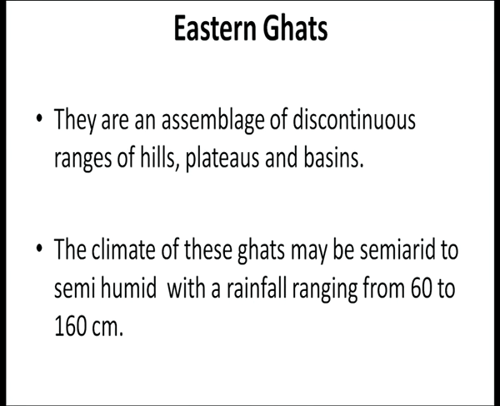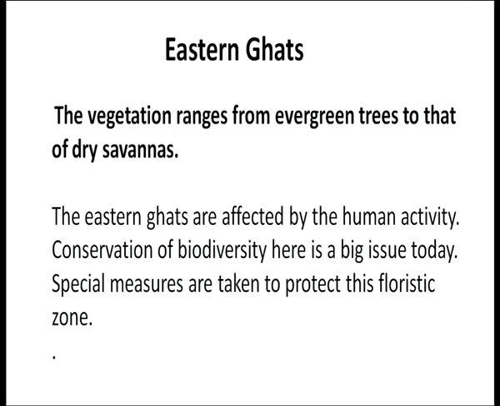The climate of these Ghats may be semi-arid or semi-humid with a rainfall of 60 to 160 centimeters. The vegetation of these Ghats ranges from evergreen trees to dry savannas. The Eastern Ghats are affected by human activities. The conservation of biodiversity here is a big issue today. Special measures are taken to protect the floristic zone in the Eastern Ghats.